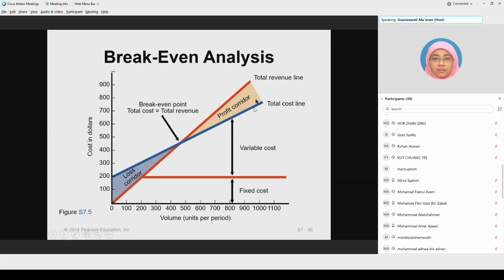There is a difference between the total revenue line minus the total cost line, so this is the profit of the company. While on the left hand side, before the break-even point, this is the loss corridor, where the difference between total cost and total revenue is the point that whatever you sell, whatever you get, is trying to cover all the costs that you spend for fixed costs and variable costs in order to produce the product.